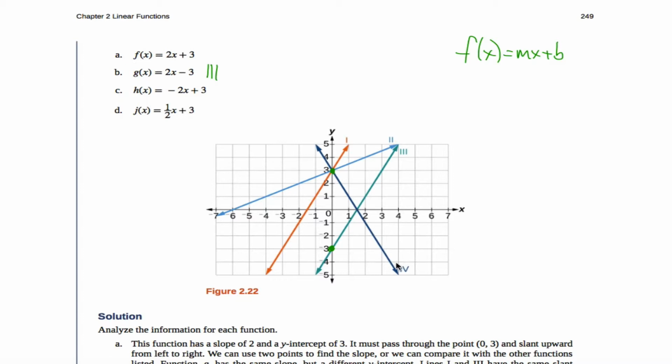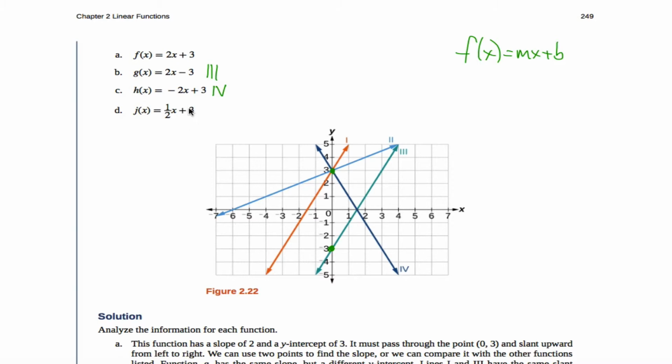So you look at them, and the slope is the m in y equals mx plus b. This one has a slope of 2. This one has a slope of 2. This one has a slope of -2. This one has a slope of 1/2. Here's the only one that has a negative slope. This guy right here must be 4. All right, now I've got 2 left. If you're feeling brave, you can just guess. You've got a 50-50 shot. But I'm going to go ahead and not do that.